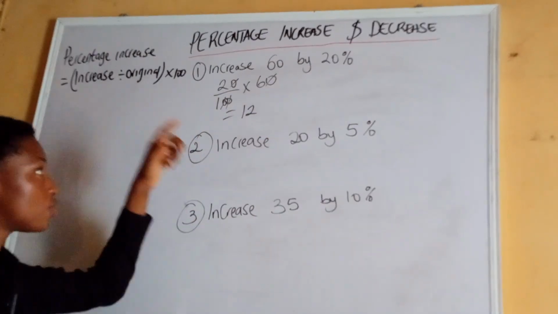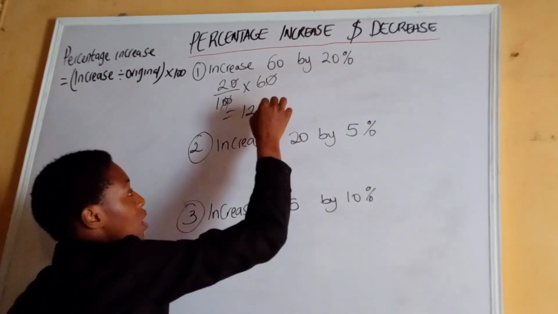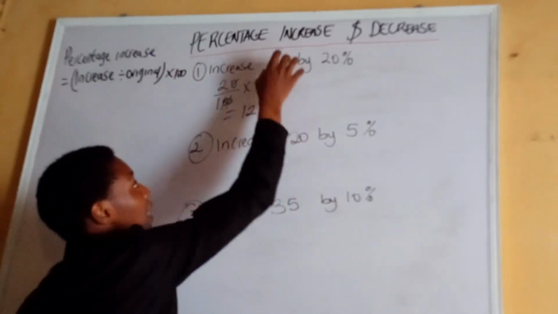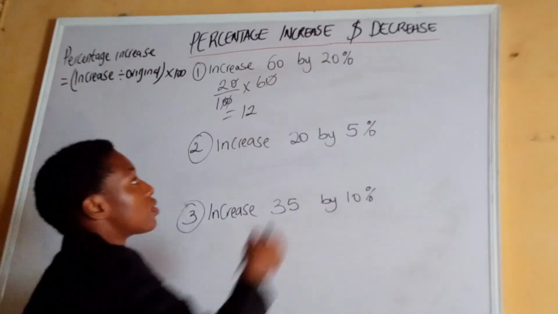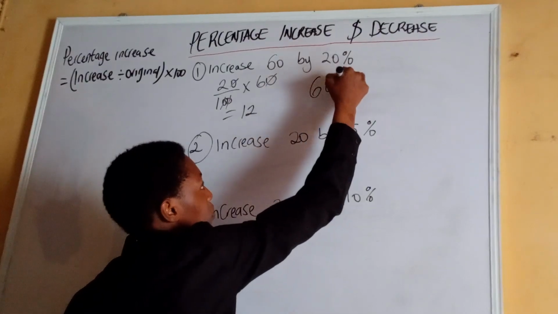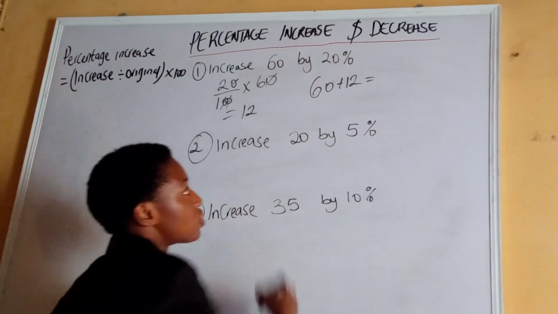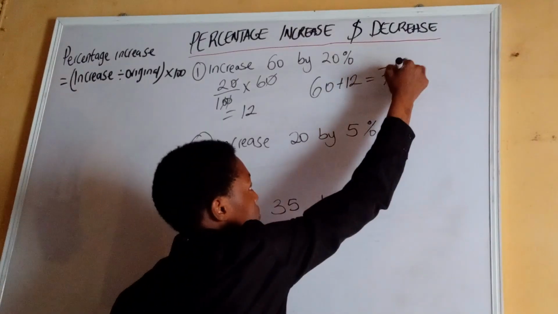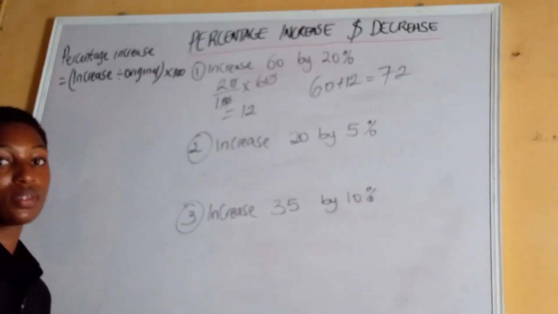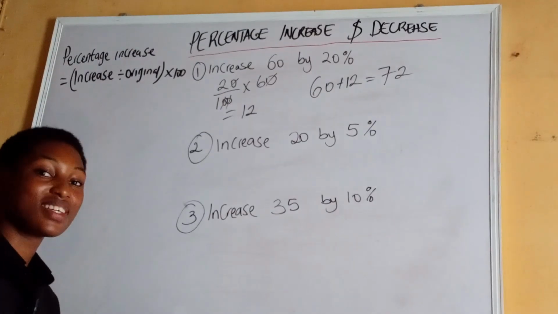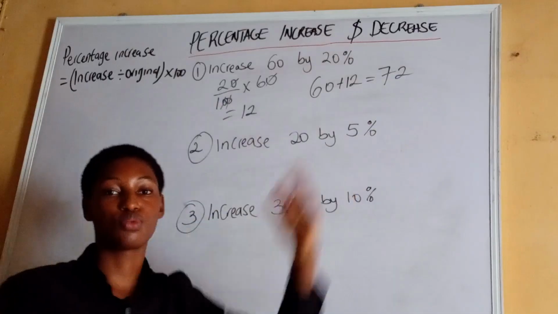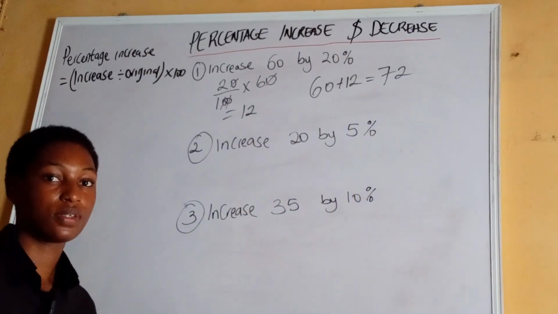Since it's increase, you are going to do what? You are going to subtract, you are going to add, sorry, you are going to add 60 and 12 together. So 60 plus 12 is equal to what? That's 72. So the new amount that you'll be paying for that particular dress that you wanted is going to be 72. So that's just how it is.